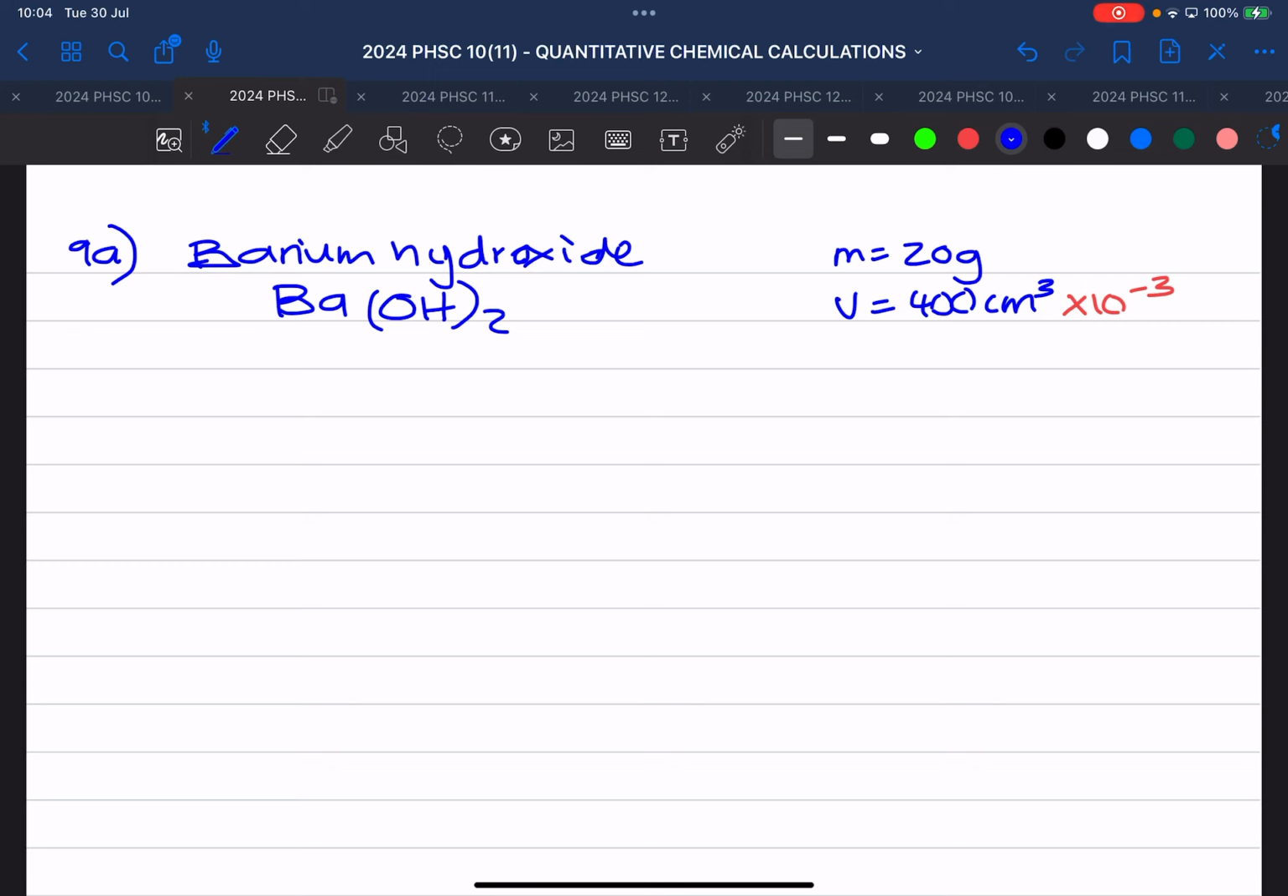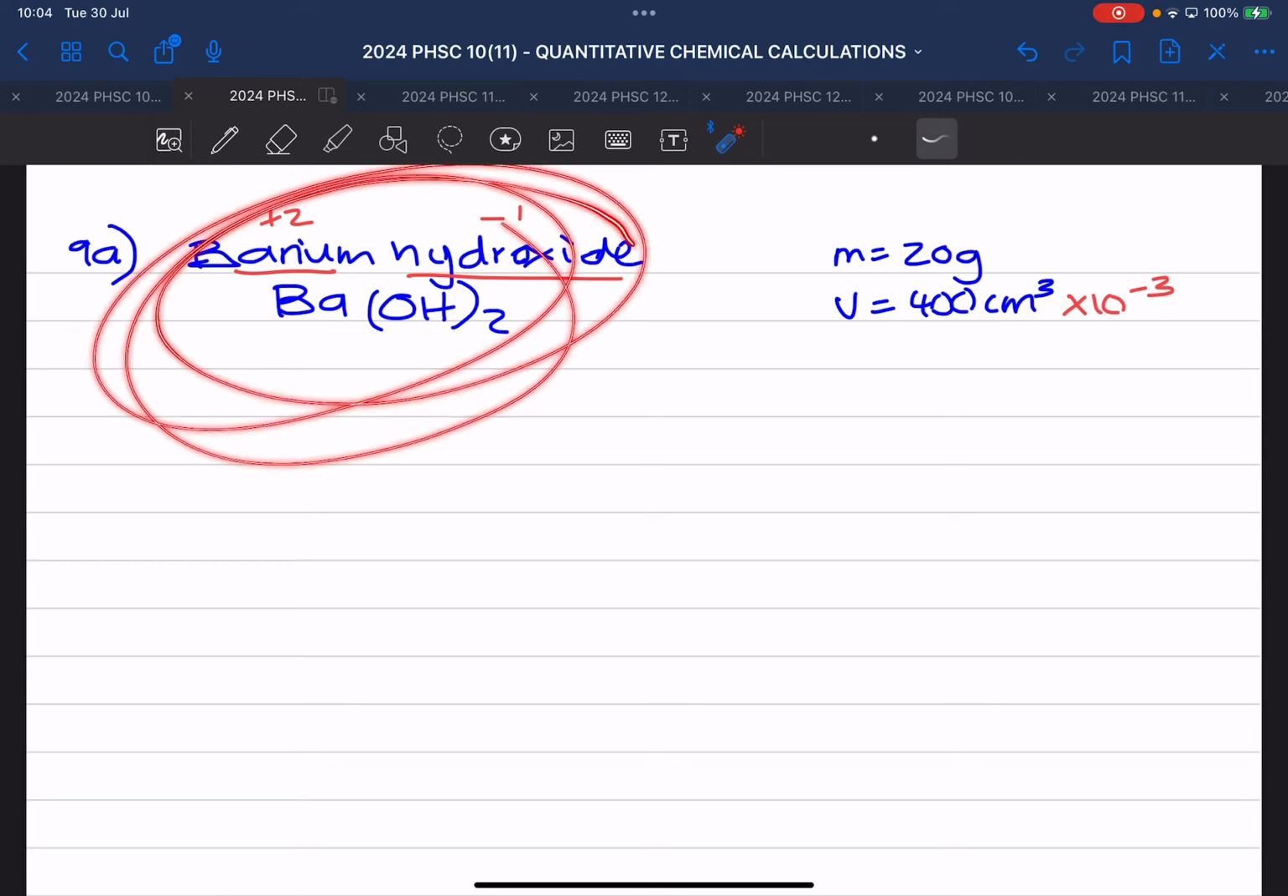Barium is in group 2 on the periodic table. It is +2. Hydroxide is one of the 7 polyatomic ions that you must go study. It's -1. +2, -1, so that's why you need 2 of the negatives. Yes? This is something that you should know by now.